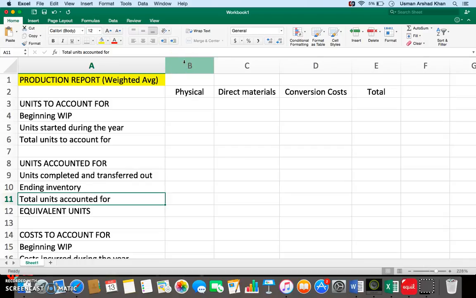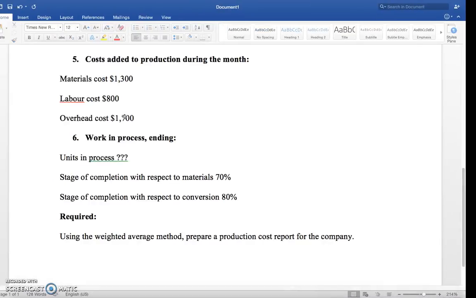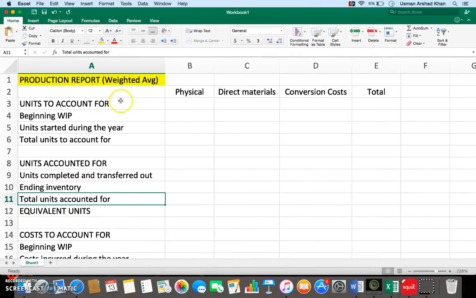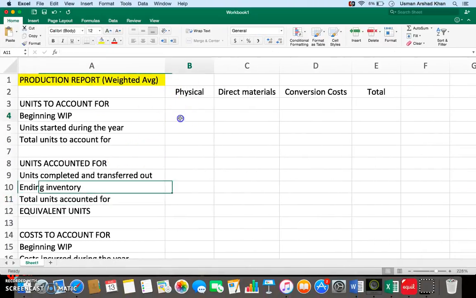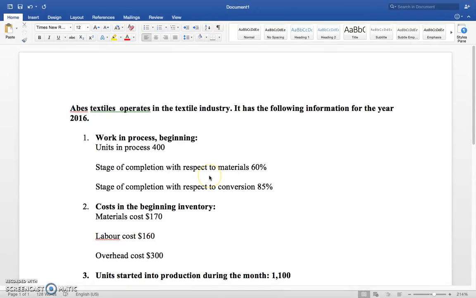So with that being said, let's start the question. I'm going to start plugging the values in. Units to account for has the first entry, which is beginning work in process. Remember, since it is units to account for and accounted for, the figures have to be in units. Physical means physical units, and you're going to put it in this column right here. So beginning work in process is units in process of 400. So 400 units started during the year.